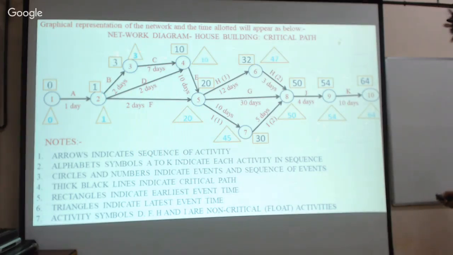Please note here there are squares. The rectangles indicate the earliest event time, and the triangles indicate the latest event time, isn't it? Now how to calculate this, how to arrive at this? I will explain one by one.